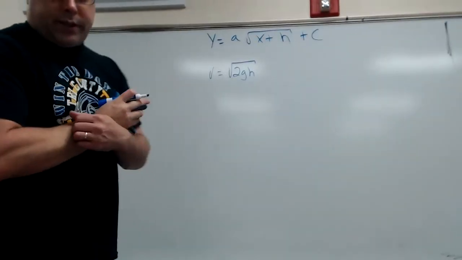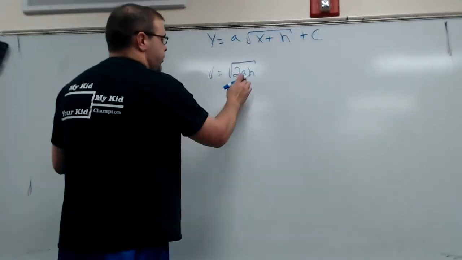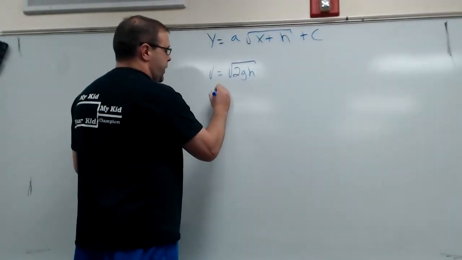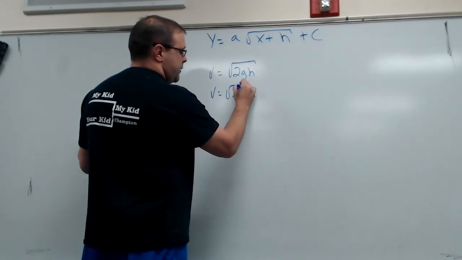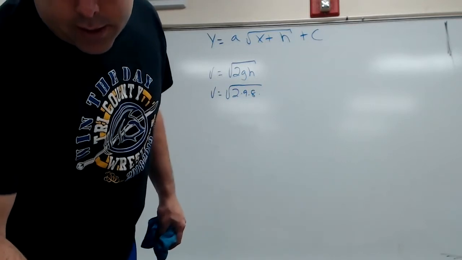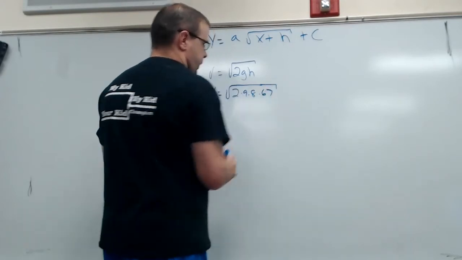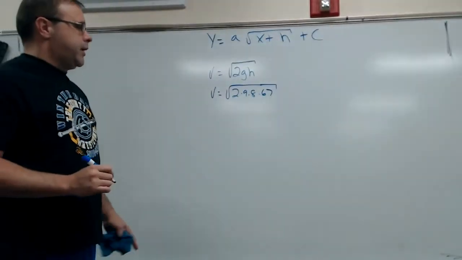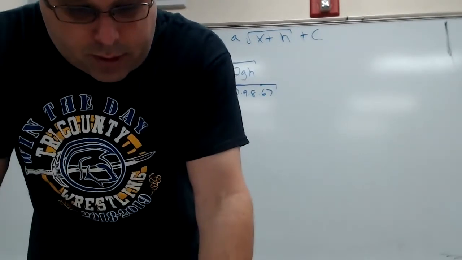Okay, so with this, they gave us some other information. They told us g is 9.8, so v is equal to the square root of 2 times 9.8 times height. The height is 67. Now you see why I extended that on and put a bracket behind it, just in case they added something on. They're not adding anything on, so we're all right.